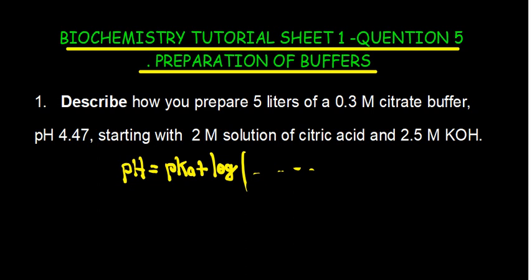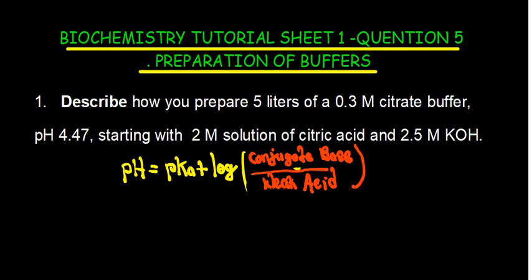So let me use a different color here so that you're able to see what I'm doing. So I'm talking about a conjugate base over a weak acid. And we know that citric acid is a very weak acid. This comes from the citrus fruits. It's a very weak acid. So this is in line with what we're doing here. So we're looking at the weak acid. Great. So this is the HH equation we're talking about. It relates the pH to the pKa of that citric acid plus the log of the conjugate base over the weak acid.